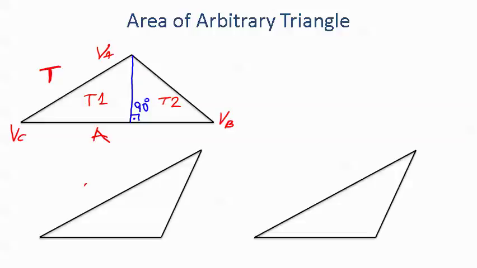Let's say this triangle here, we are going to have vertex A, vertex B, vertex C. We could draw a perpendicular from vertex B onto side B, and again we observe that this triangle is made up of two right-angle triangles, T1 and T2.